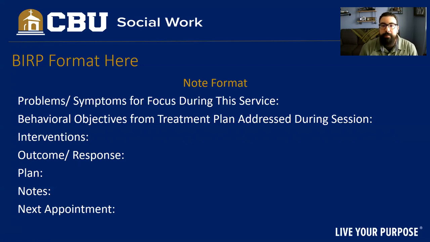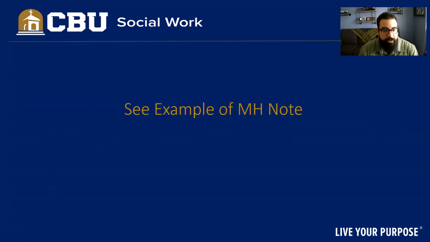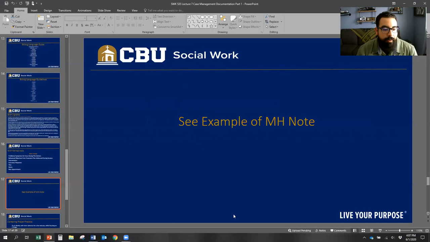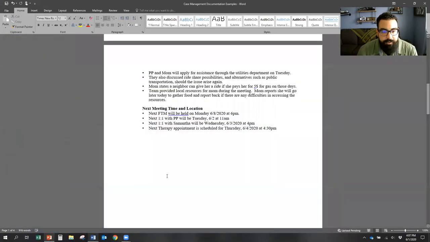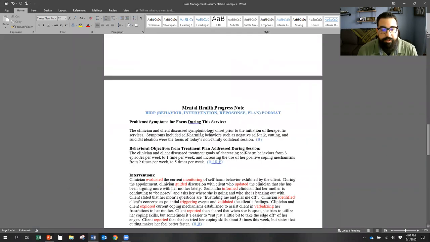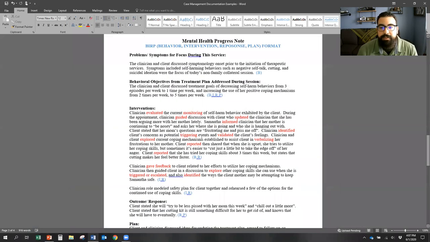So let me give you an example of a note that would require little to no feedback if you were to submit this to your supervisor. So here's our mental health note. Again, the difference here is you would be reviewing this, inputting this note on an electronic database. So this is why it's just on a Word doc here, so you can get the content of the note, but it'll look different depending on who you're working for.